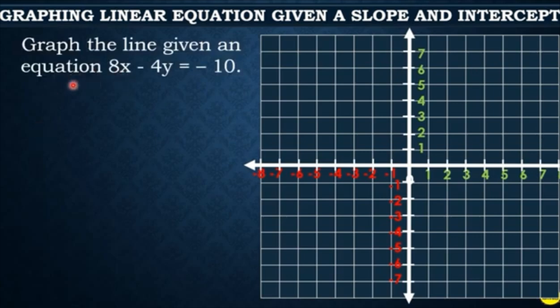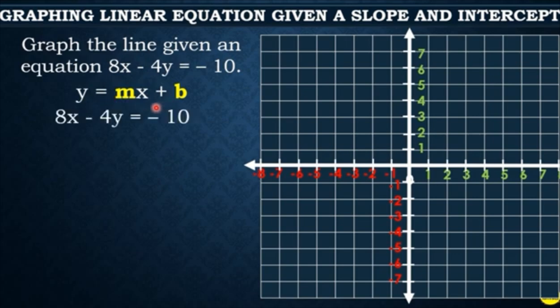Graph the line given the equation 8x minus 4y equals negative 10. So this time, hindi pa siya nakasulat as y equals mx plus b o slope-intercept form. Naka-standard form po siya. Kapag ax plus by equals c, standard form po yan. So, dapat magawa natin siyang y equals mx plus b, slope-intercept form.